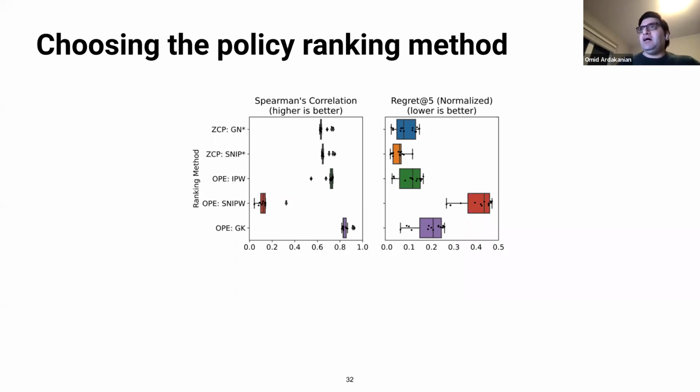So this is showing that the Spearman correlation is better for the Gaussian kernel, which means that the Gaussian kernel is usually more successful in getting this rank set more accurately compared to the other methods. And then the regret at 5 is better for some of the other techniques that we have. Some of the other techniques you see here are more successful, including the zero-cost proxy method called SNP. So this method is more successful in finding the topmost, in fact, the five top policies that we have.